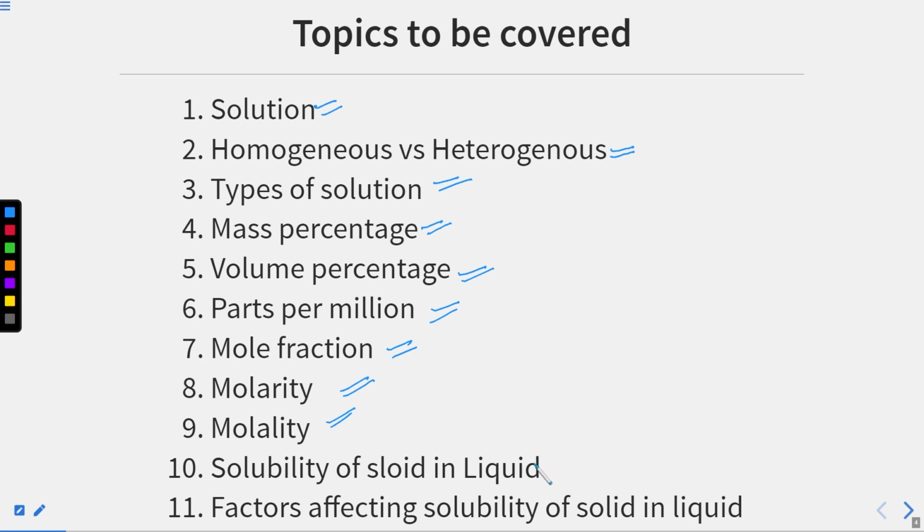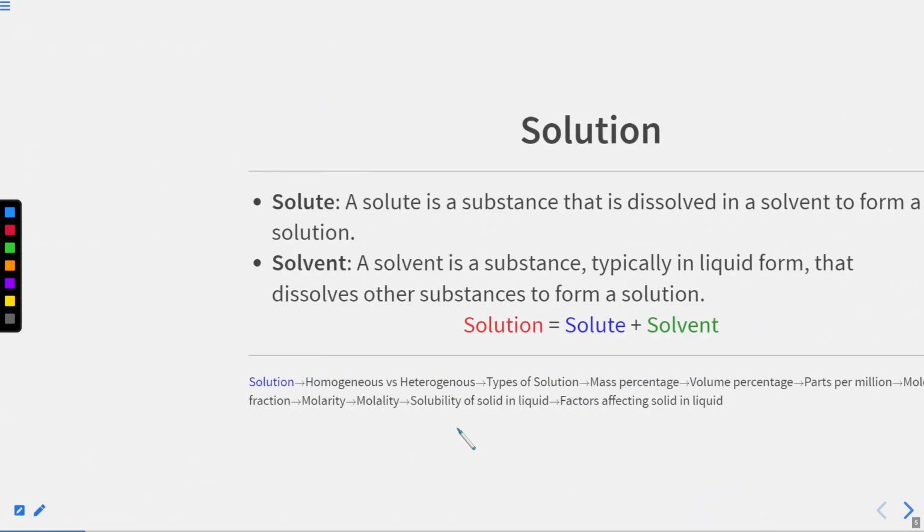Moving on to the next topic, that is solubility of solids and liquids. This is the first type of solution we will see, in which we will dissolve solids and liquids, and then we will see what are the factors that affect this solubility of solid and liquid. So let us start our chapter.